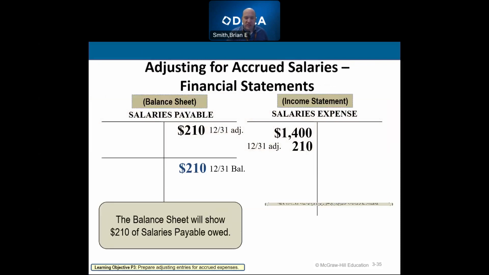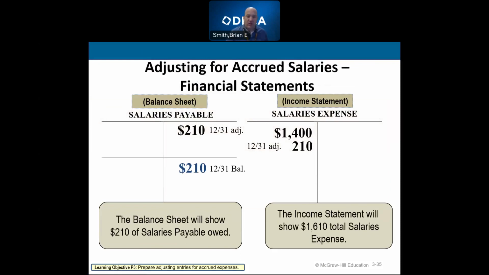Sorry, I should just click through this so you can see them all first instead of talking about it. Salaries payable, that's your liability. It's on the balance sheet. Salaries expense, expenses and revenues are on the income statement. All right, and there's your total.